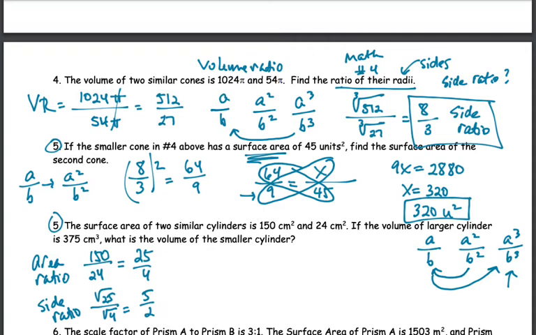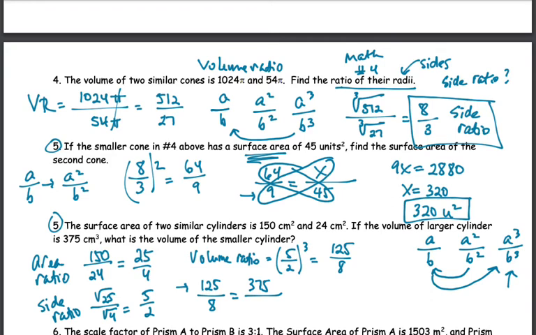Now that I have the side ratio, I need a volume ratio. So I'll take that side ratio, and I'm going to cube it. So I get 125 over 8. Now I can set up a proportion with that volume ratio. So if you're trying to find volume, you have to use the volume ratio. So 125 over 8, it tells me the volume of the larger cylinder is 375, so it goes on top where the bigger number is. And I'm trying to find the volume of the smaller one, so x is going to go there.